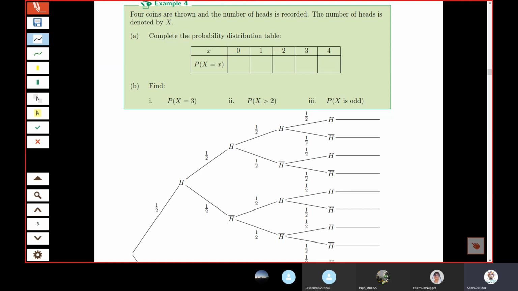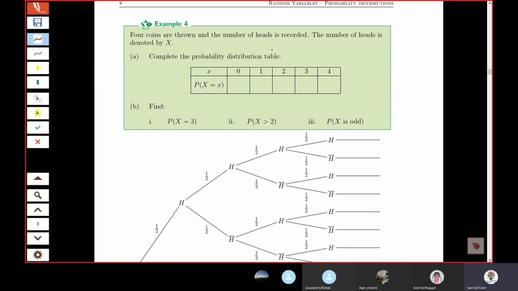4 coins are thrown and the number of heads are recorded. The number of heads is denoted by x. So you can see you've got to complete the probability distribution table. So it's pretty much a table of values. And the way that works is you start off with x being 0 heads, 1 head, 2 heads, 3 heads, 4 heads.